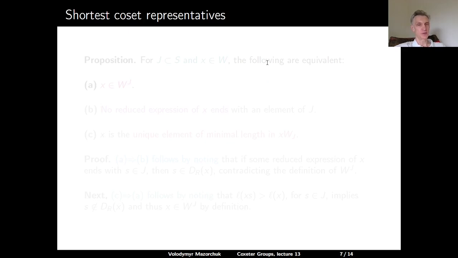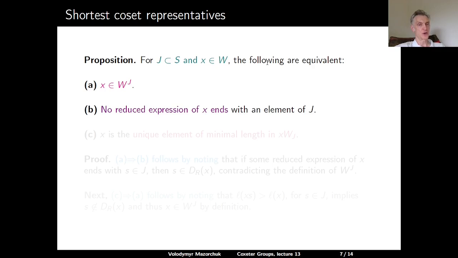Here is an important proposition about these sets. Proposition: let J be a subset of S and x an element in W. Then the following conditions are equivalent. The first condition, x belongs to W^J. The second condition, no reduced expression of x ends with an element of J. And the last condition is that x is the unique element of minimal length in the coset x W_J.